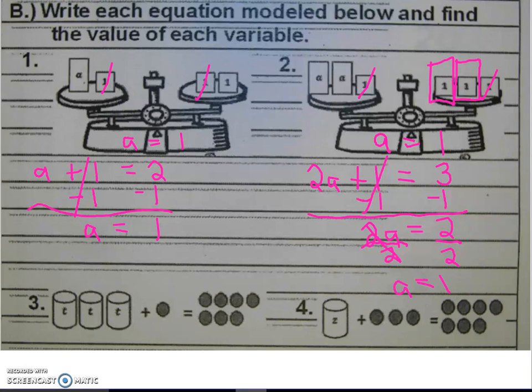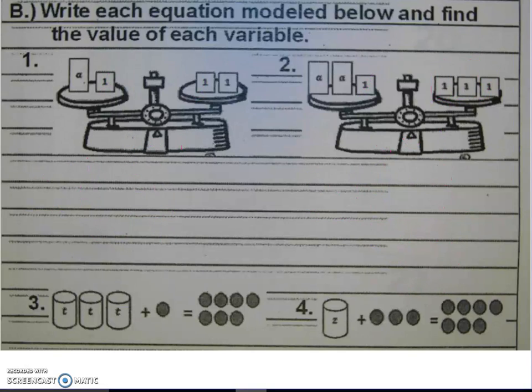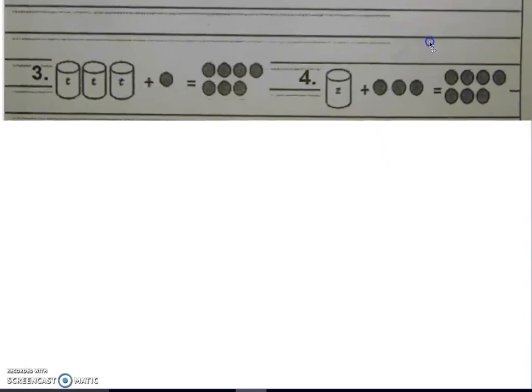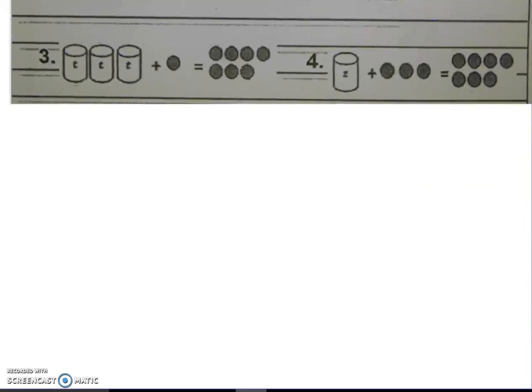Alright, let's take a look at 3 and 4. Okay, on number 3, this can cancel and this can cancel. I need 3 groups, so here's a group, here's a group, here's a group. There's 2 in each group. Mathematically, this is 3t plus 1 equals 7.